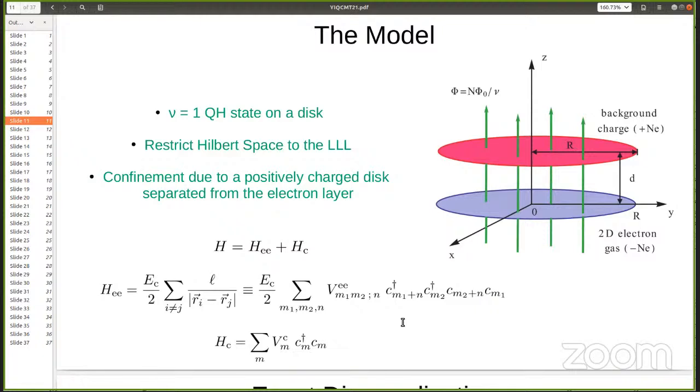But if the confining potential becomes smoother, then you see something crazy. Because even 20 particles are not enough to tell us, what we did is a variational calculation. We took two forms of variational states, essentially product states.